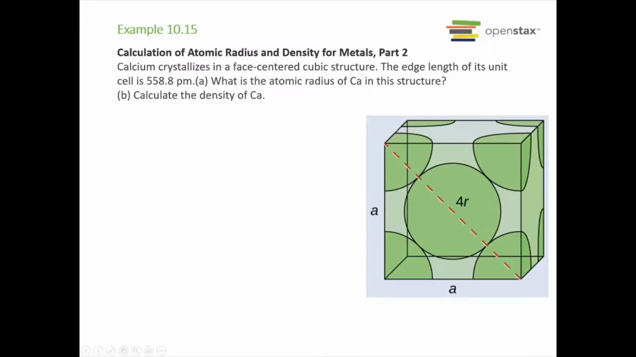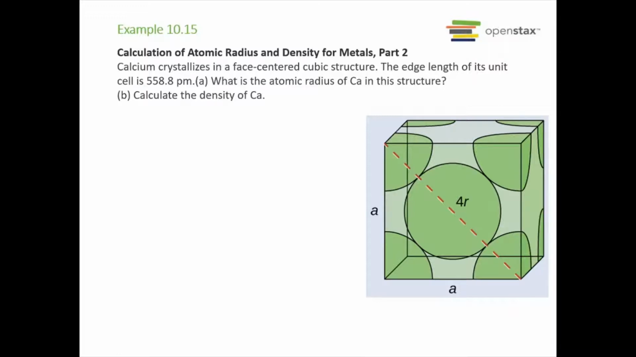All right, so let's go ahead and look at an example. We're told calcium crystallizes in a face-centered cubic structure with an edge length of 558.8 picometers. We want to know the atomic radius and the density. So first off, we need to remember that in the face-centered cubic structure, the corner atoms do not touch each other, but they do come in contact with the center atom. So if we were to draw that, it would look like what you see here on the right.